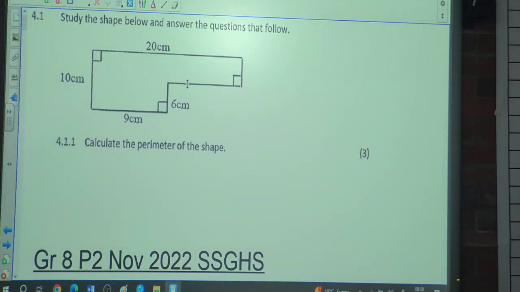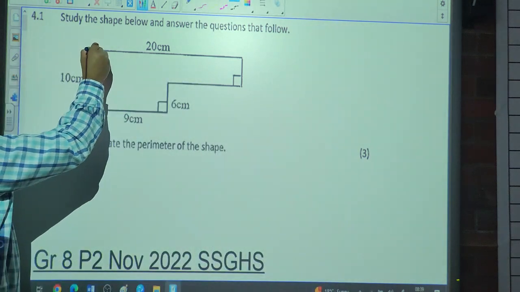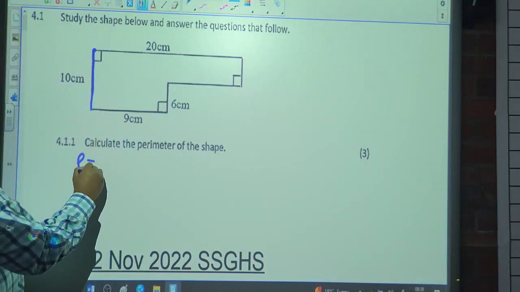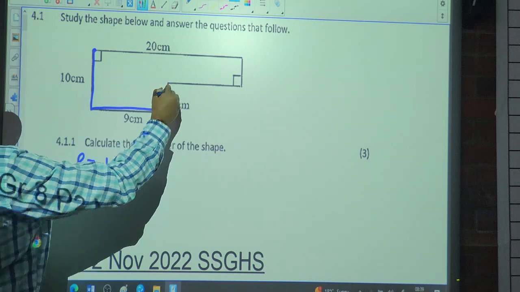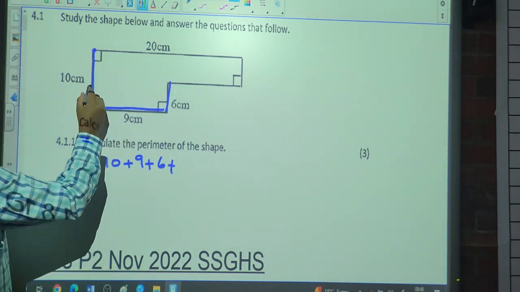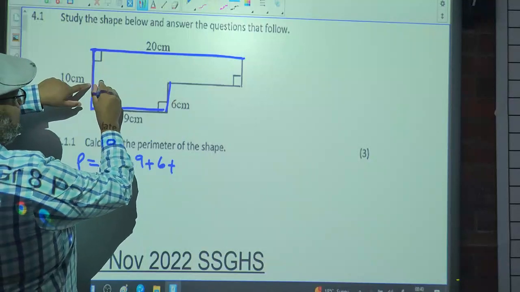Study the shape below and answer the question as follows. Calculate the perimeter of the shape. Remember, you must start here. It's going to be 10 plus 9 plus 6 plus. Now, if that length is 20, that is 9, so from there to there is also 20.